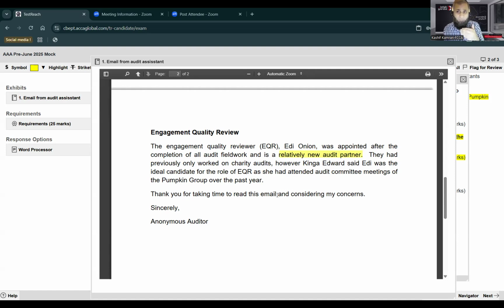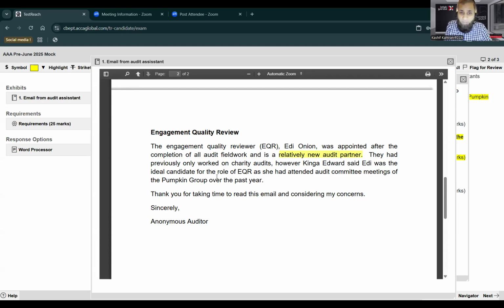Now, once the audit fieldwork is completed and you sign the audit report, the time is very less. After the audit fieldwork is completed and before you sign the audit report, you hardly have a few weeks. And in this time, you have appointed a new engagement quality reviewer, and this person is a relatively new audit manager. So probably the time this person is coming in is not appropriate, because he will have a lack of understanding of the firm policies. Adherence to that would be difficult for him, and checking the quality review of Pumpkin Group would be difficult for this person.